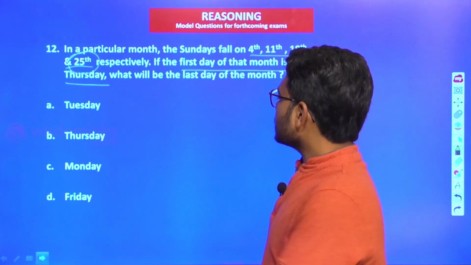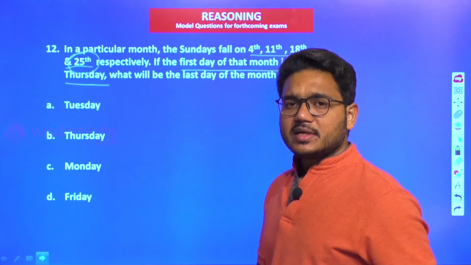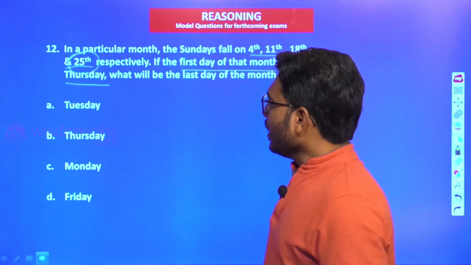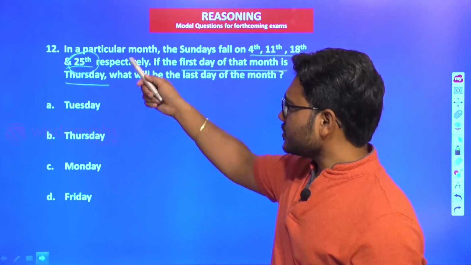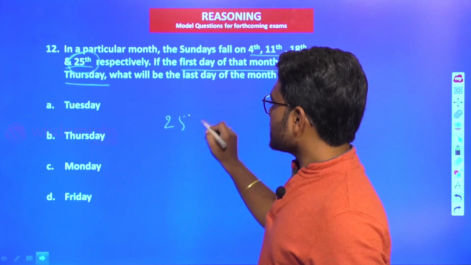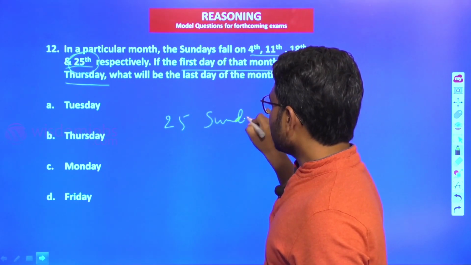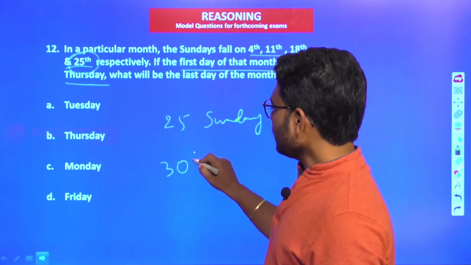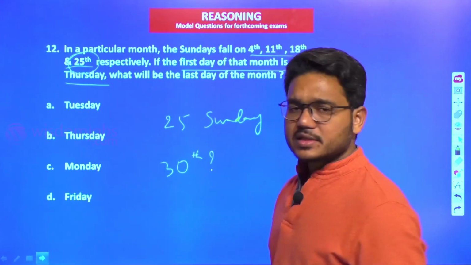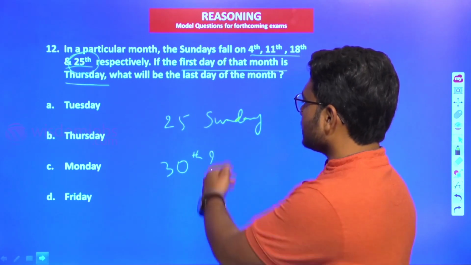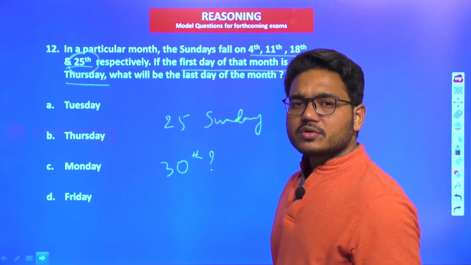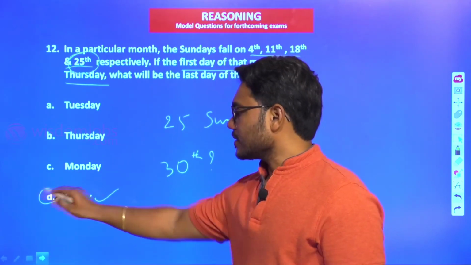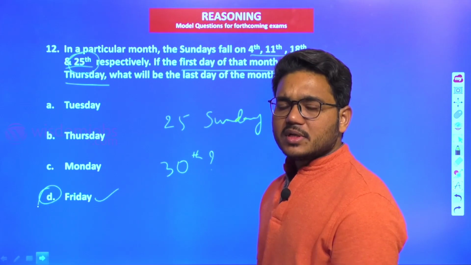As simple as that. You need not worry about the other data here. Some redundant data is given here. That is one way. So 25th is Sunday. What will be the 30th? The difference is 5, meaning the 5th day after Sunday. What could be the 5th day after Sunday? It is Friday. So Friday could be our answer, isn't it? It can be solved so easily.